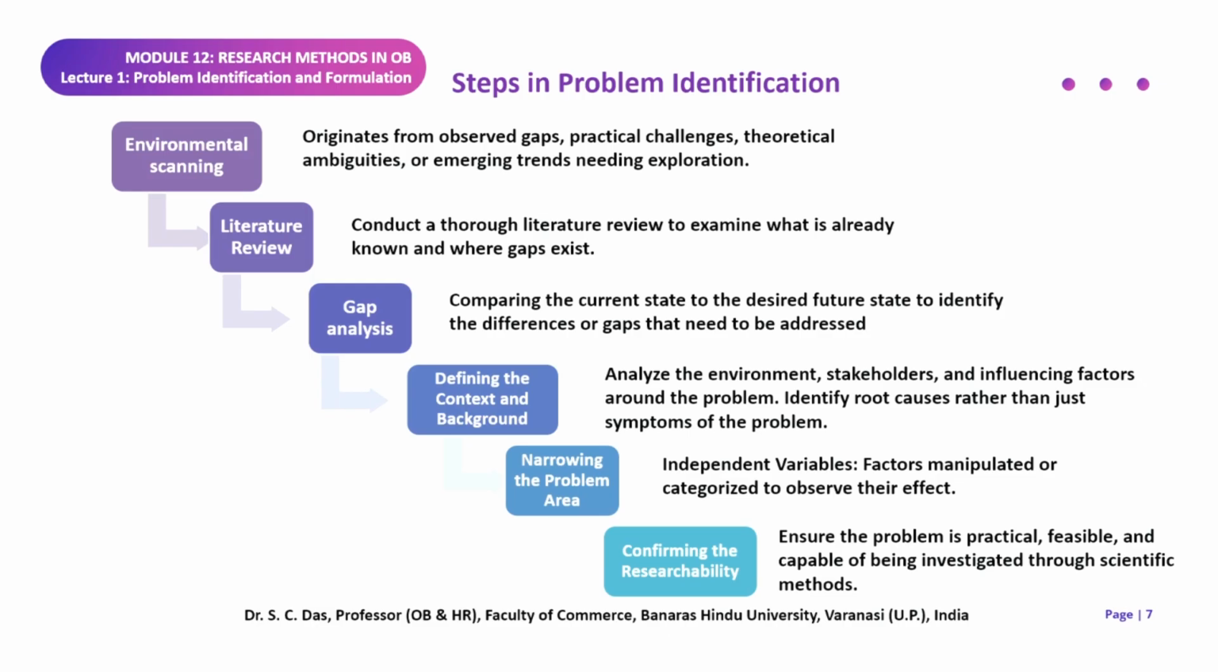Gap analysis: identify what things are already studied and what things are left over. Defining the context and background: that is the theoretical background of your research, which is a very important part. Identify a few theories for your research and relate them to your problem. Narrowing the problem area: identify what you need to research, and identify different types of variables, either dependent variable, independent variable, extraneous variable or some kind of intervening variable. These are all very important things.